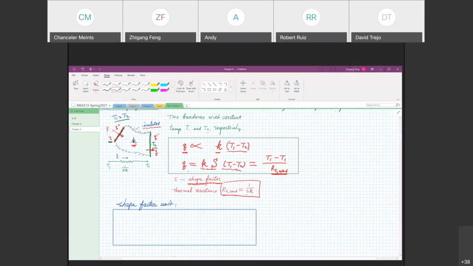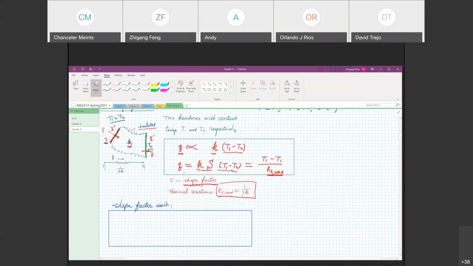Can you just put T2 instead of T1 in that last equation you put there? Oh, yes, that's a typo. Thank you. Very good.